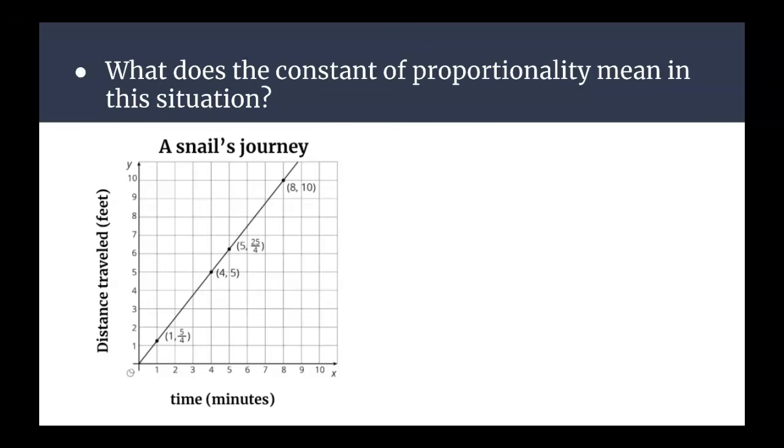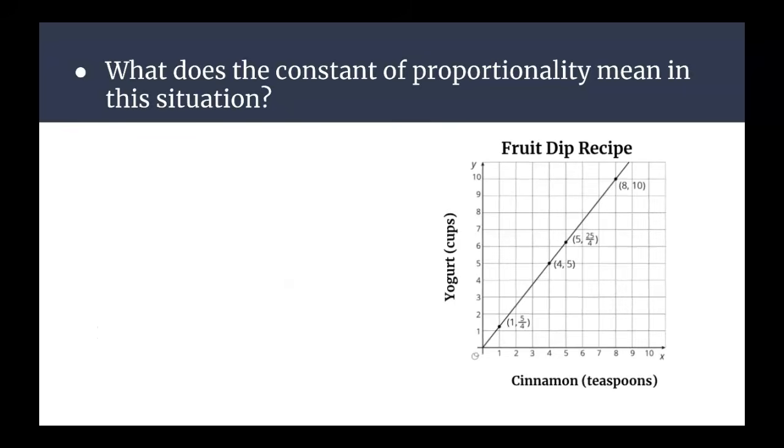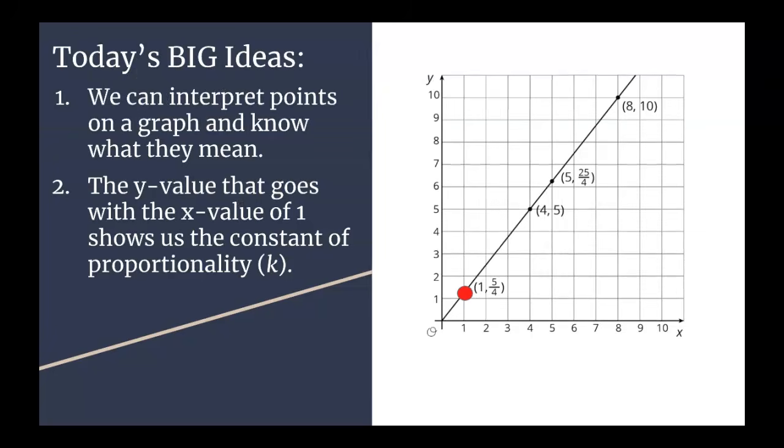All right, that constant of proportionality, 5/4, could you please interpret what that means in this situation? All right, 5/4 is your unit rate, and it means a snail travels 5/4 or 1.25 feet per minute. And how about the yogurt graph, the fruit dip? What does the constant of proportionality mean here? Right, hopefully you noted that the recipe calls for 1.25 cups of yogurt for every teaspoon of cinnamon. Again, the unit rate.